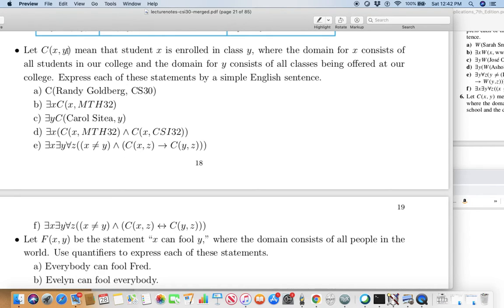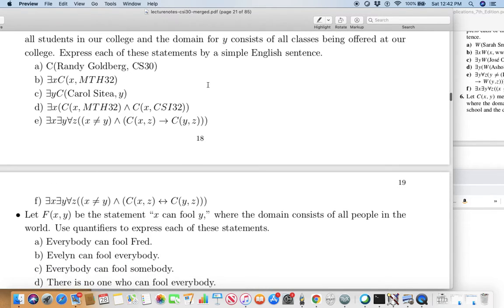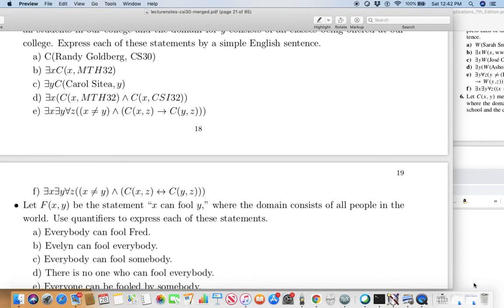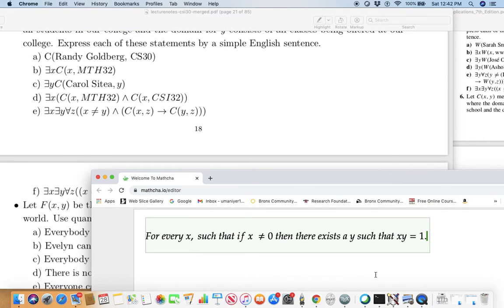Let Cxy mean that student X is enrolled in class Y, where the domain for X consists of all students in our college, and the domain for Y consists of all classes being offered at our college. Express the following statements using simple English sentences. So let's write that down.